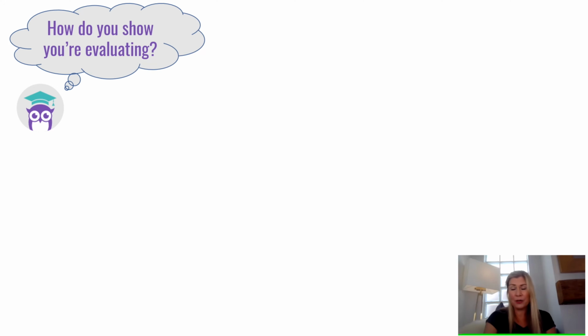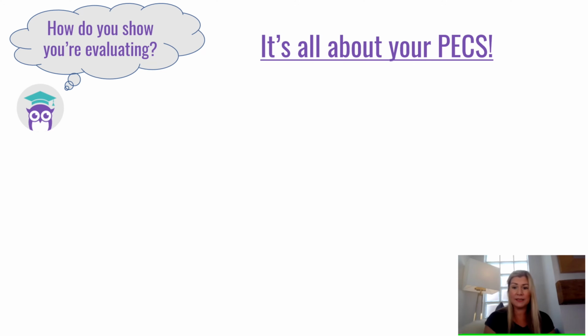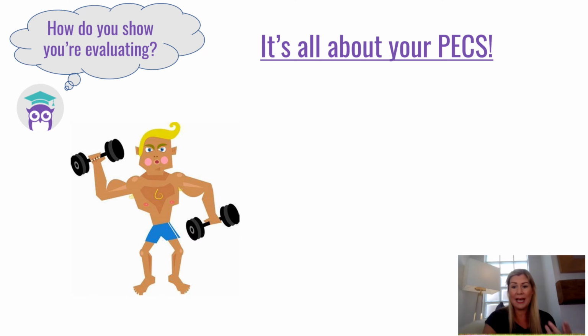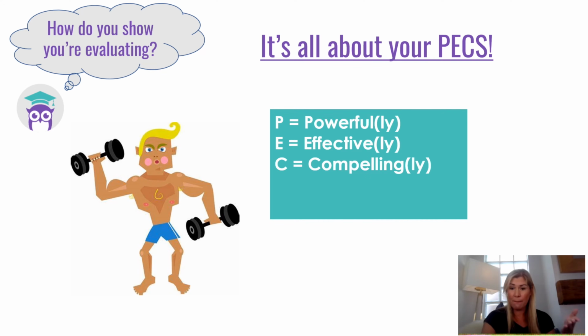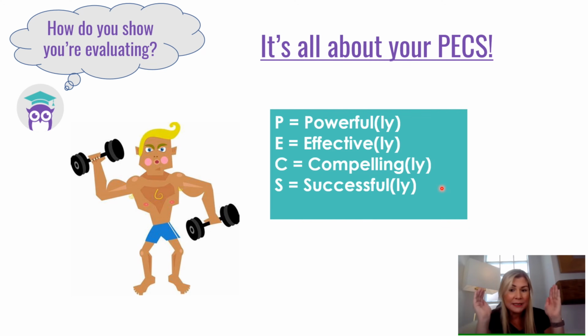Okay, so how do you show that you are evaluating? It's really simple. It's all about your PECS. You've probably heard this, you may have been taught this in class already, but it's a really useful acronym to help you remember the types of words that you need to be using, particularly in your opening statements of each of your paragraphs. So PECS stands for powerful, effective, compelling, successful. Now you'll notice that at the end of each of these I've given you a little 'ly' in brackets. That's just basically turning it from an adjective into an adverb, powerfully. Okay, so here are 4 evaluative adjectives and adverbs that you can use.